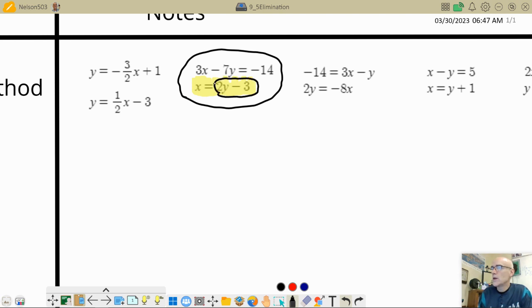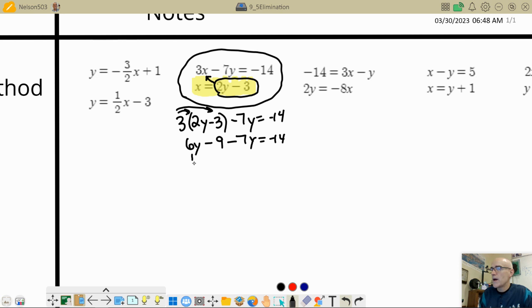We circled this and we drew a little arrow right to the x, and we said, okay, 3 times 2y minus 3 minus 7y equals negative 14. And then we distributed, we're practicing keeping track of detail like that. Make sure you distribute the 3 all the way through. We're trying to improve our skills and clean up some of the errors that we tend to make. The more practice, the fewer errors we're going to make. And then we're going to add like terms here. So we get negative 1y minus 9 equals negative 14.